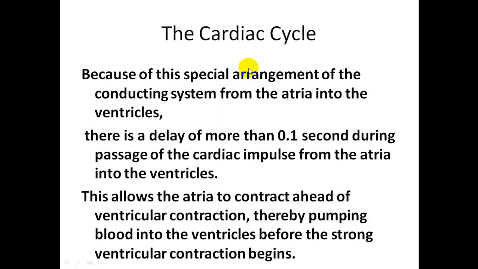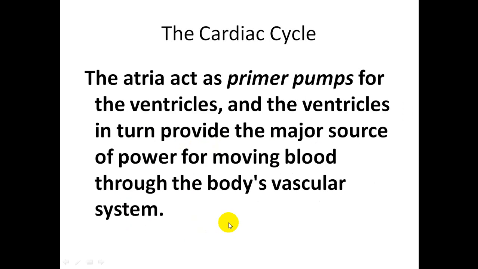Because of this special arrangement of the conducting system from atria into the ventricle, there is some delay in the AV node, more than 100 milliseconds or 0.1 second, during passage of the cardiac impulse from atria into the ventricle. This gives time for diastole and filling of the heart. This allows the atria to contract ahead of the ventricle, thereby pumping some blood into the ventricle before the strong ventricular contraction and ejection of the blood.